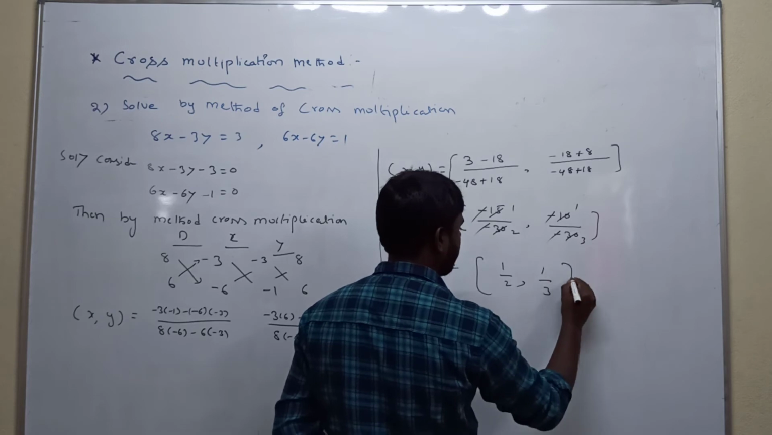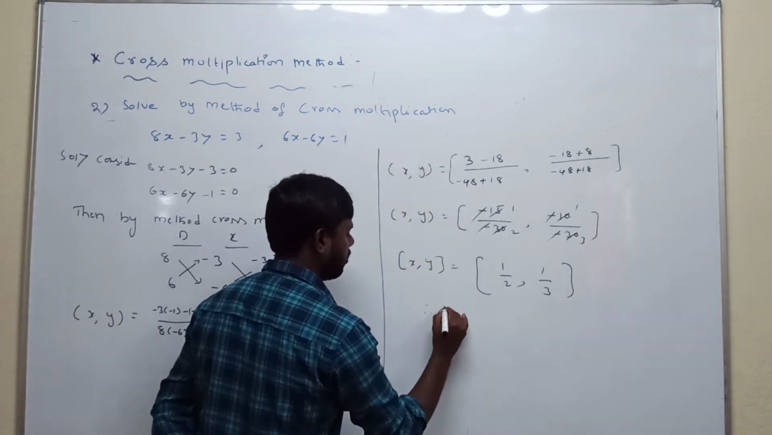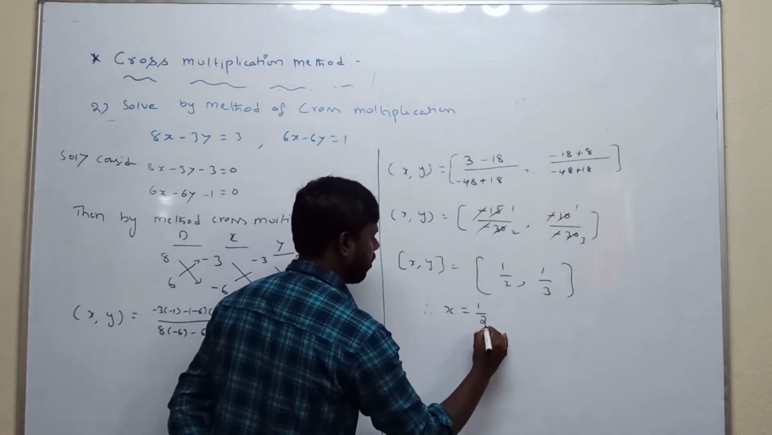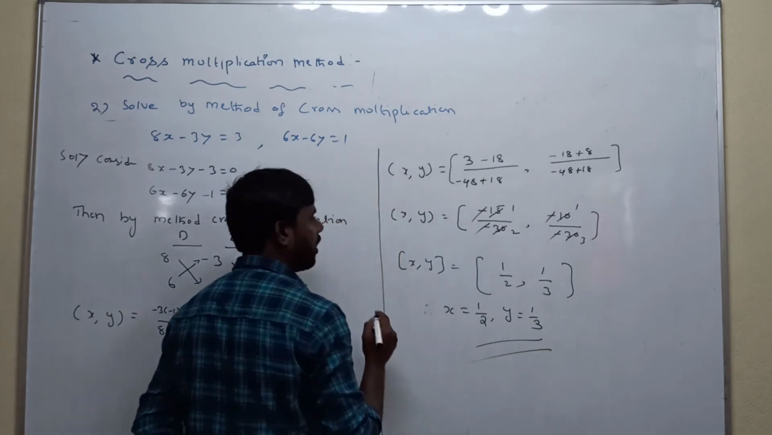So the x value you get is 1 by 2, and the y value you get is 1. Therefore x is equal to 1 by 2, y is equal to 1. This is the final answer.